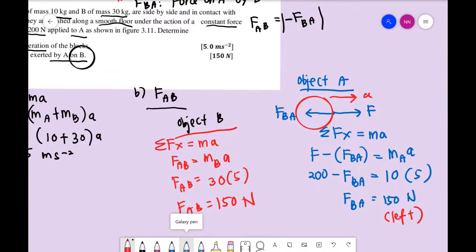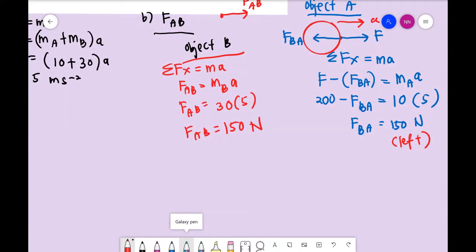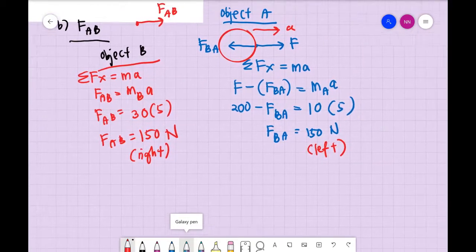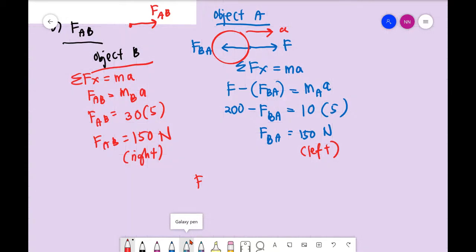Maybe I can draw a free body diagram for force on B by A. Only this force on B by A. So it is to the right, so they are equal. Force on B by A is equal to force on A by B. They are equal, but opposite direction.